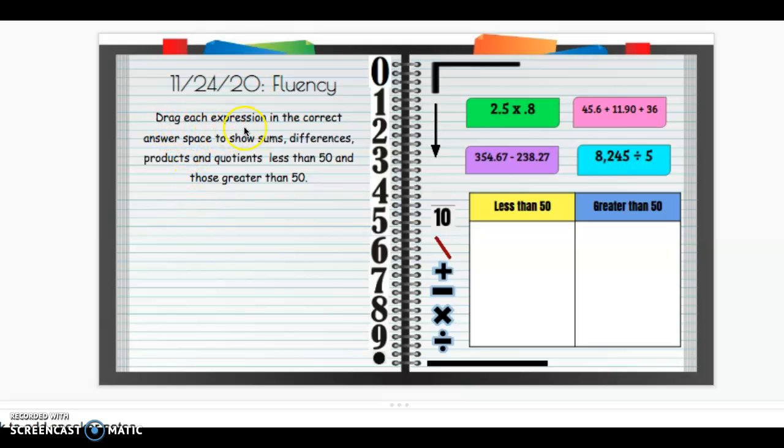So it says drag each expression to the correct answer space to show the sums, differences, products, and quotients less than 50 and those that are greater than 50. So we're going to start with the first one.